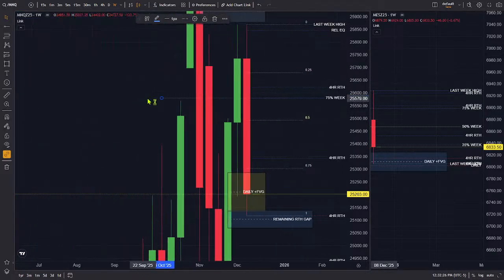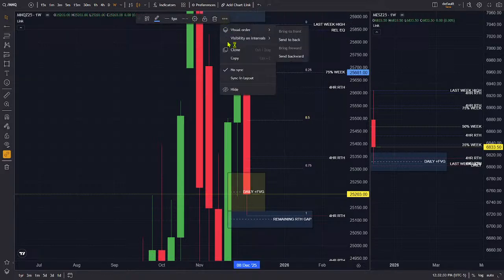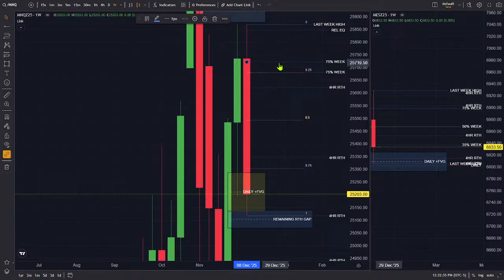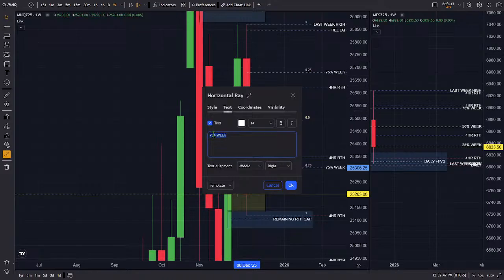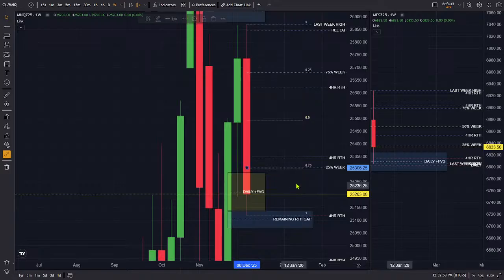And we'll put it at the 25 on the fib. This fib's just upside down. Put it there, and then we can just clone and put that one there. Change the label. And then we can copy this one.